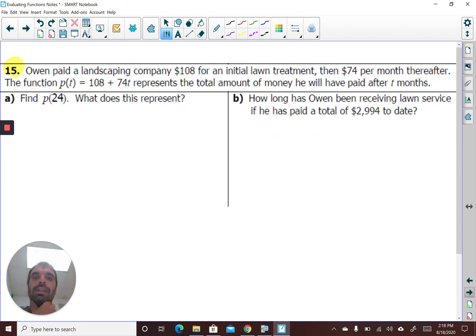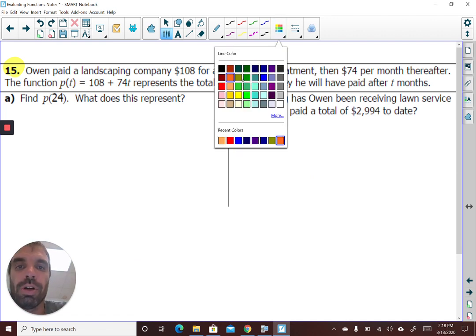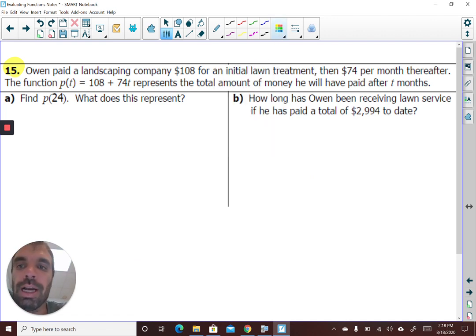All right, the next thing we're going to talk about is this word problem here, and I know we're all scared because it's a word problem, and words only belong in English class, but we try to make math have some words too every once in a while. So it says Owen paid a landscaping company $108 for an initial lawn treatment, and then another $74 a month after that. The function p of t is equal to 108 plus 74t represents the total amount of money he will have paid after t months.